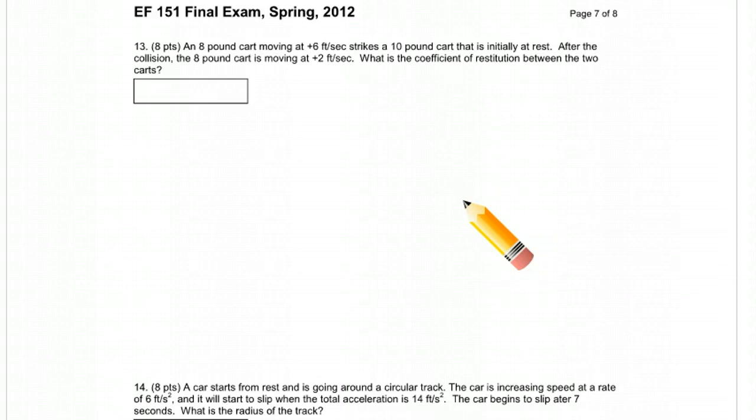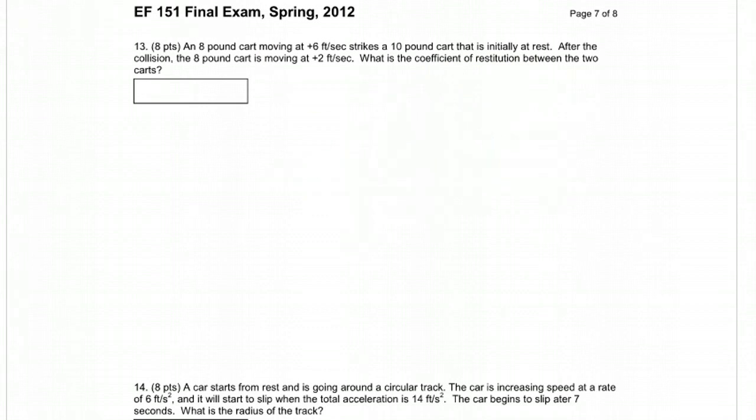Number 13 has a cart with a given velocity that strikes, so strikes implies a collision. A 10-pound cart is initially at rest, and we even say collision there. Afterwards we know the velocity of the 8-pound cart, and we will know the coefficient of restitution. So this implies that it's not a perfectly inelastic or perfectly elastic collision.